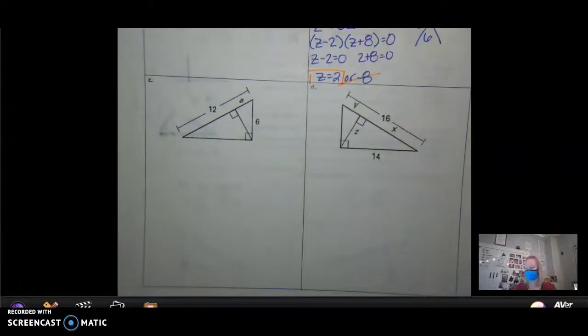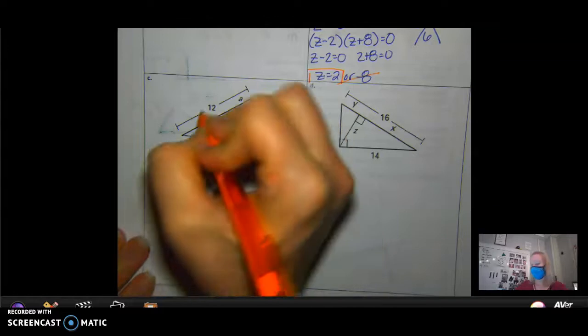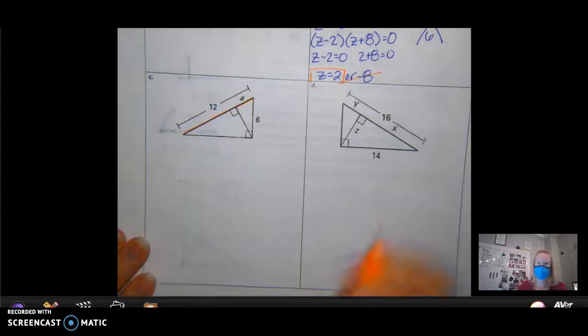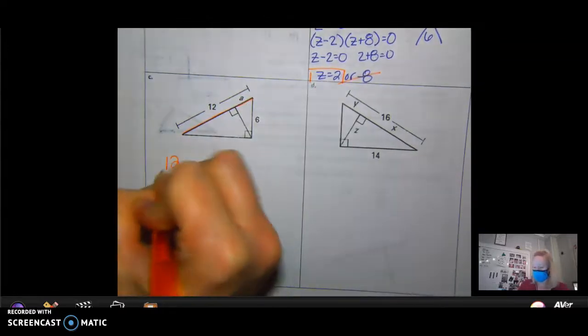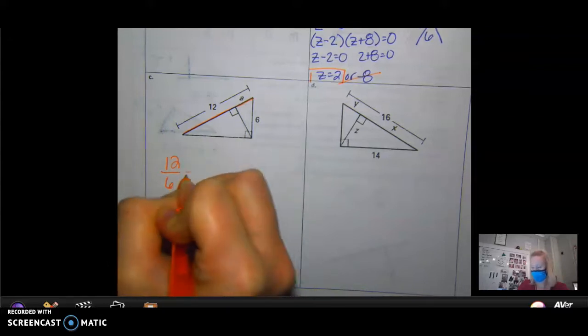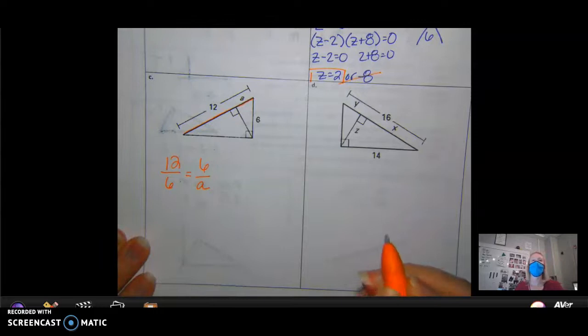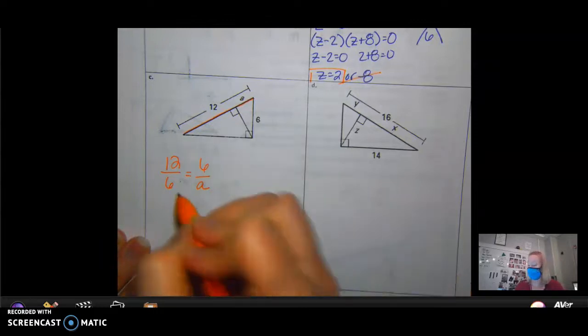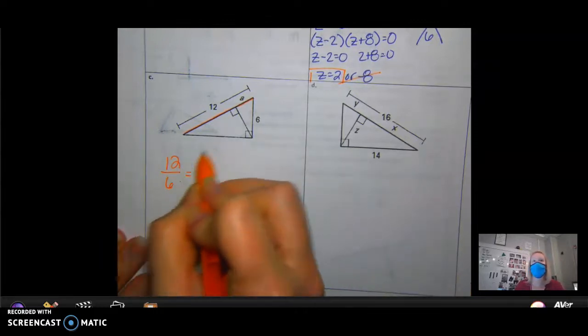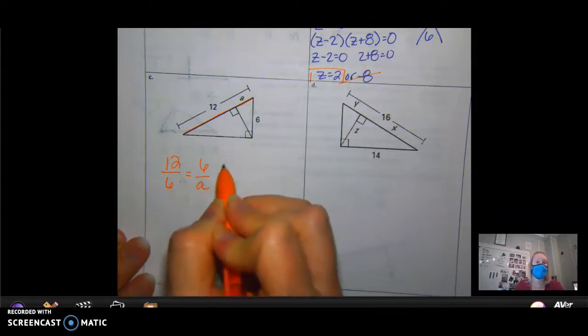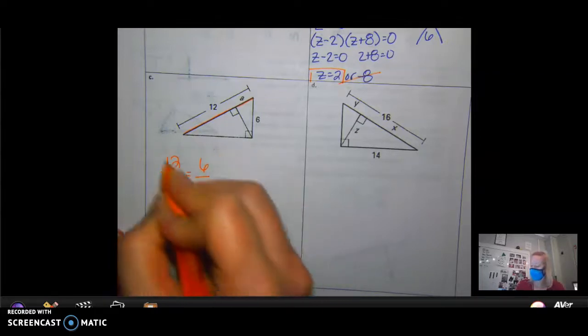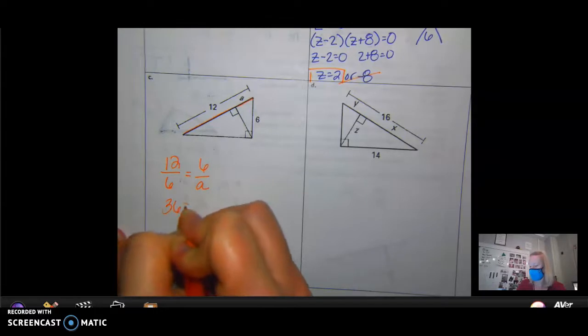Okay. C, a check or a T? Check. How would I set this one up? This one's a little easier. Well, we want the whole distance, right? What is the whole distance? 12 over 6 equals 6 over a. Hey guys, if they asked you the geometric mean on this one, your geometric mean is the 6, because the 6 is what both triangles share. Okay? Cross multiply and I get 36 equals 12a.